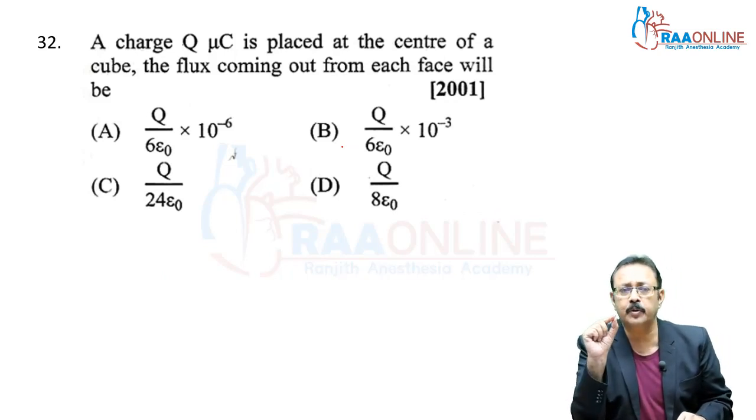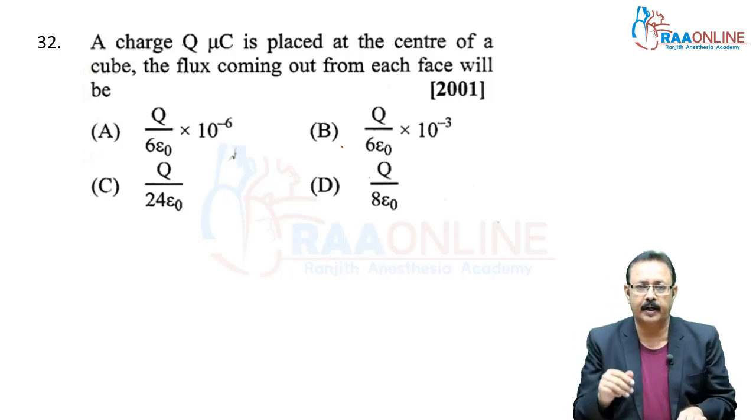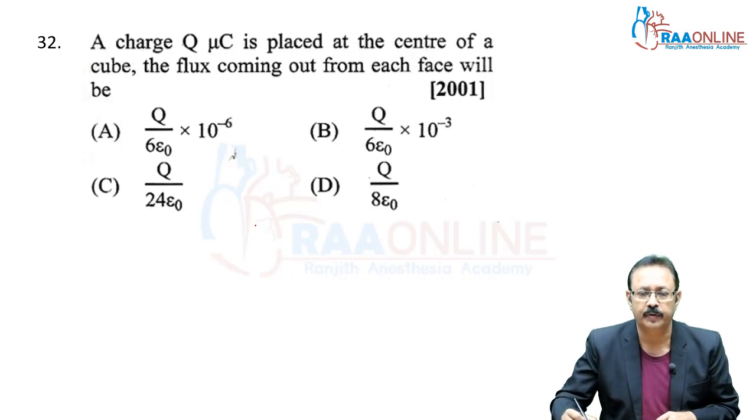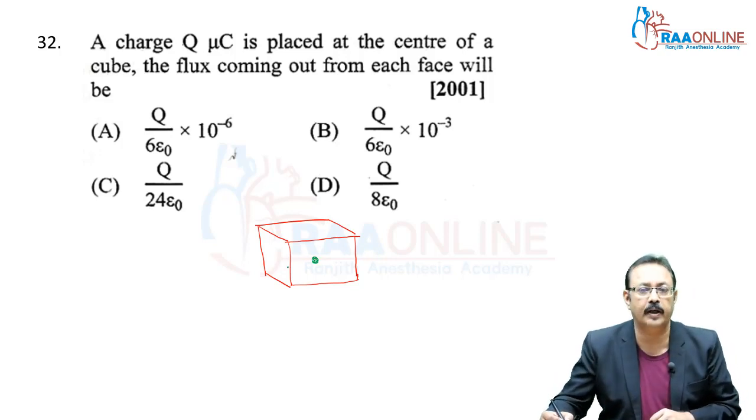Next, it is from 2001 AIPMT. A charge Q microcoulomb is placed at the center of a cube. The flux coming out from each... Now you put the charge at the center of the cube. Since it is at the center, it means equal flux will pass from all faces. It means through each face an equal amount of flux will pass because it is going in all possible directions.